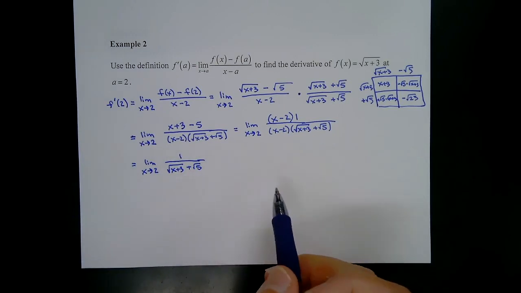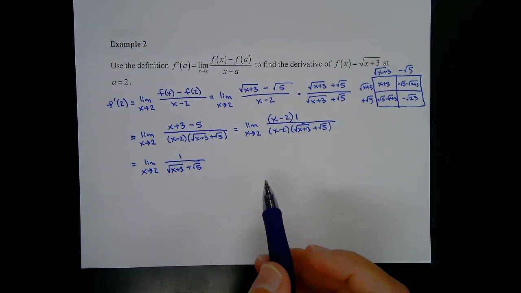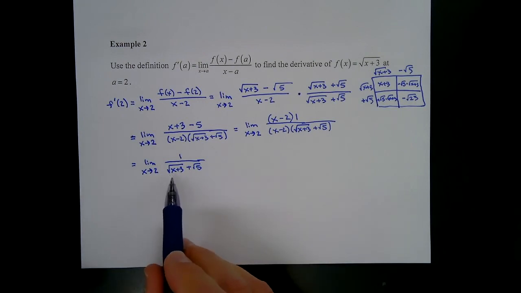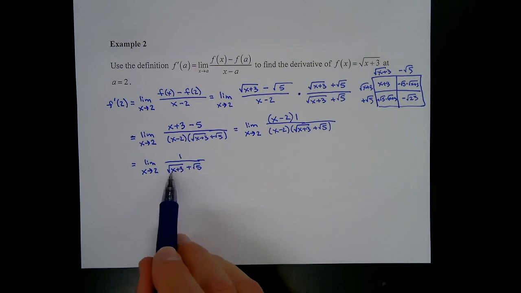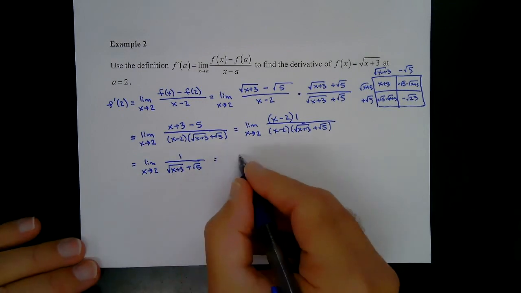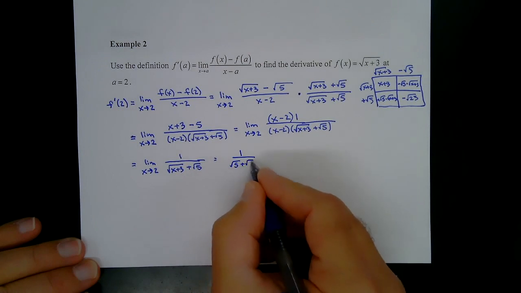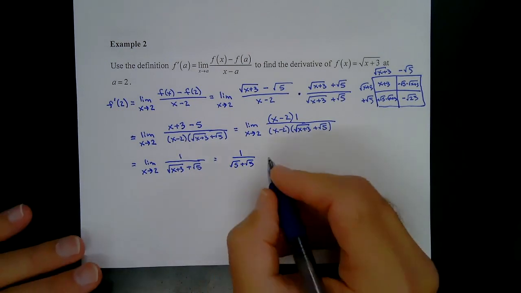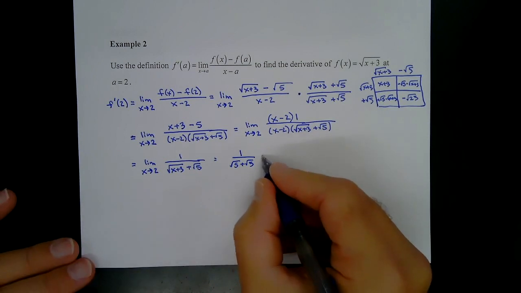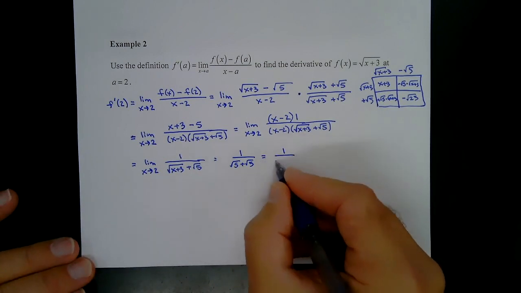Now, can we do direct substitution? And the answer is yes, because it's not going to make the denominator 0. So this is going to be 2 plus 3, so that's 5. So this is the square root of 5. So this becomes 1 over the square root of 5 plus the square root of 5. Okay, we've got to clean this up. This is a good answer, but it's not the best answer. This is 1 over 2 square roots of 5.